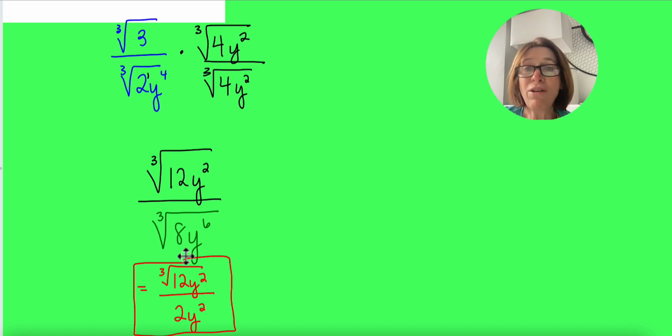Again, the role of rationalizing a denominator is to get a real number in the denominator. So you're trying to, in this case, get the bottom to be a perfect cube. Okay, hopefully that was helpful.